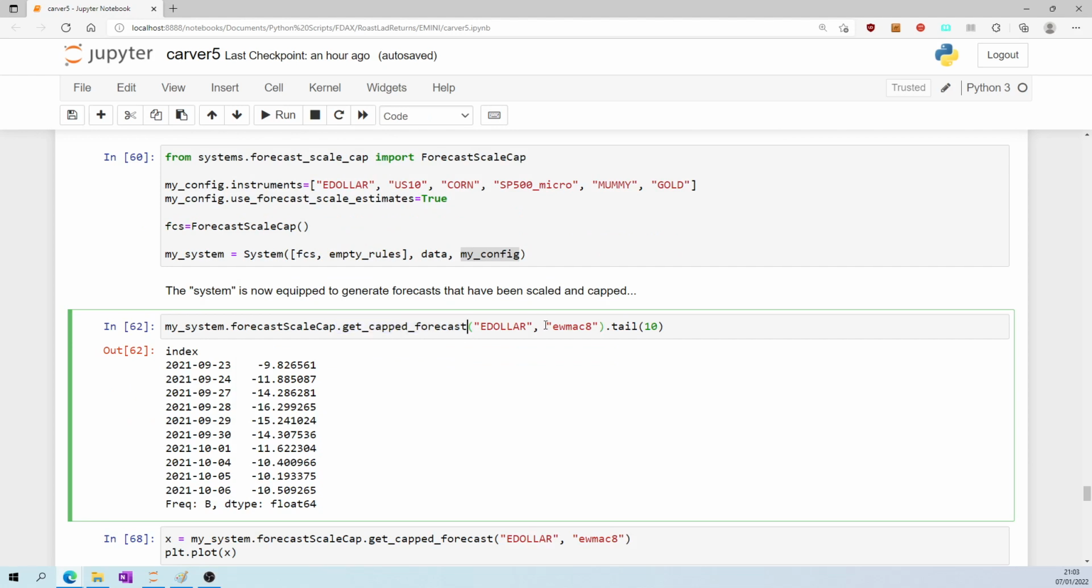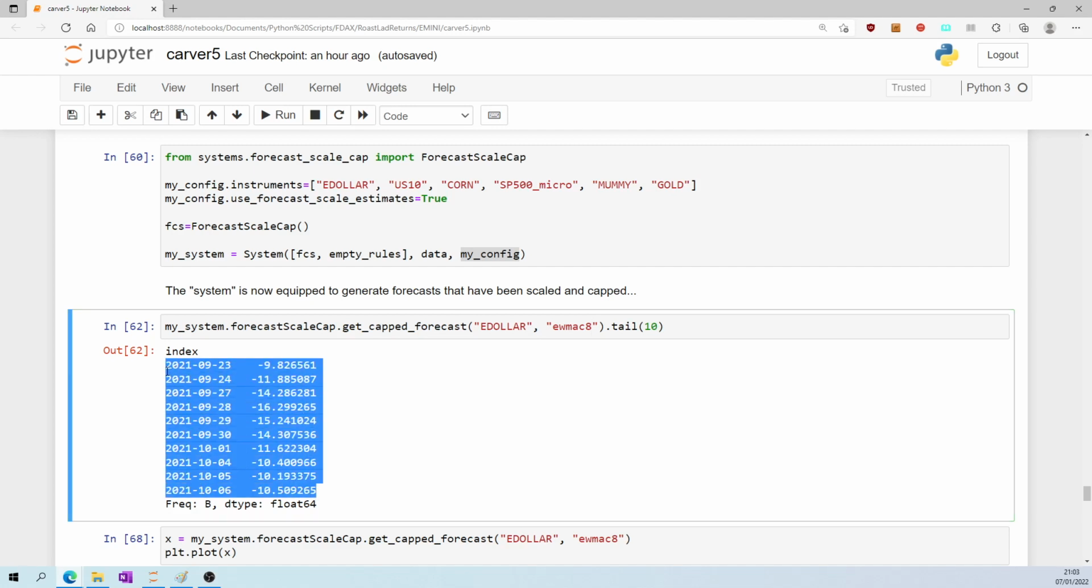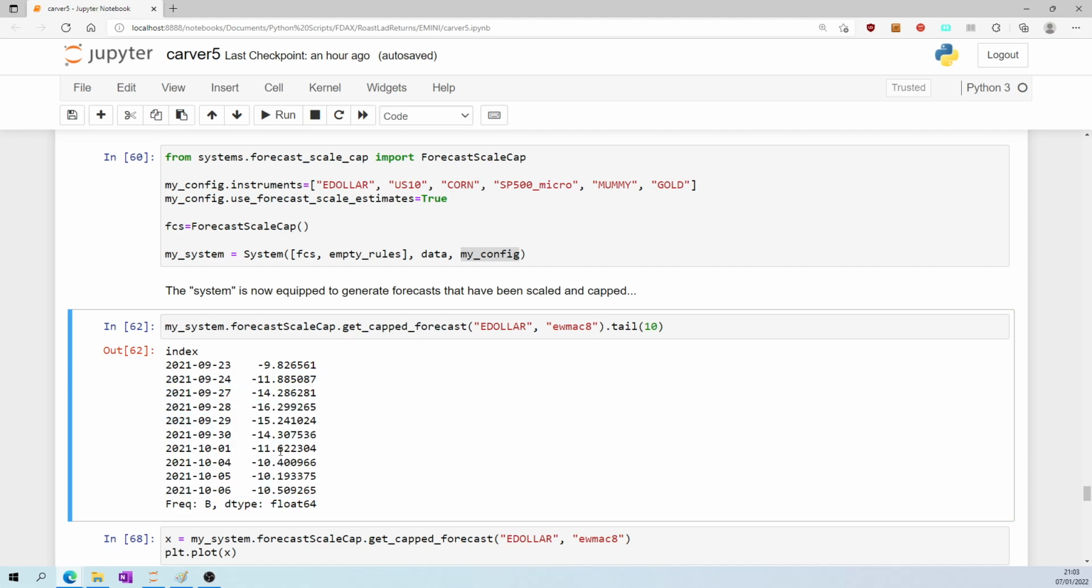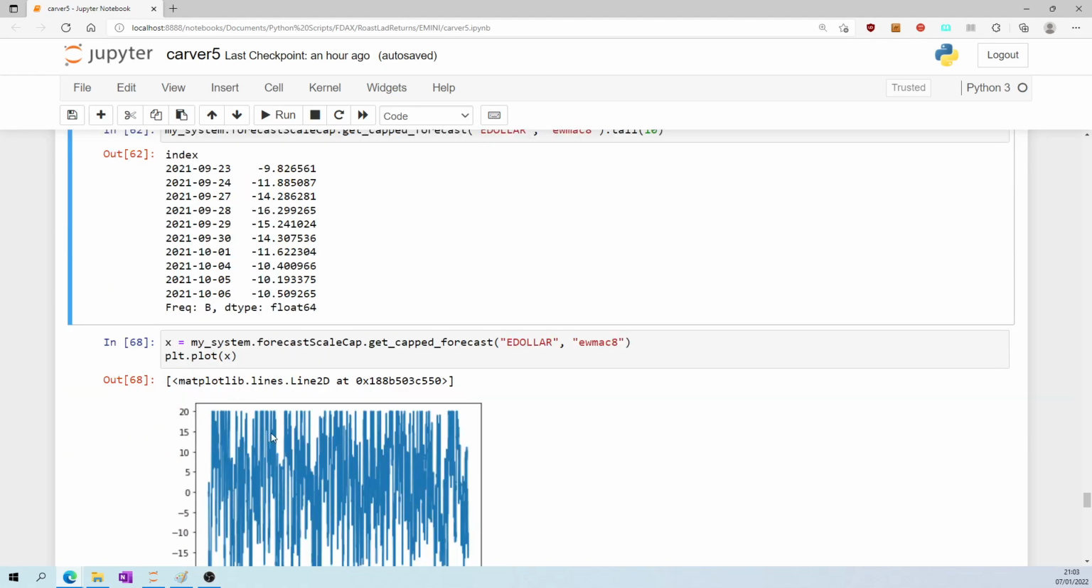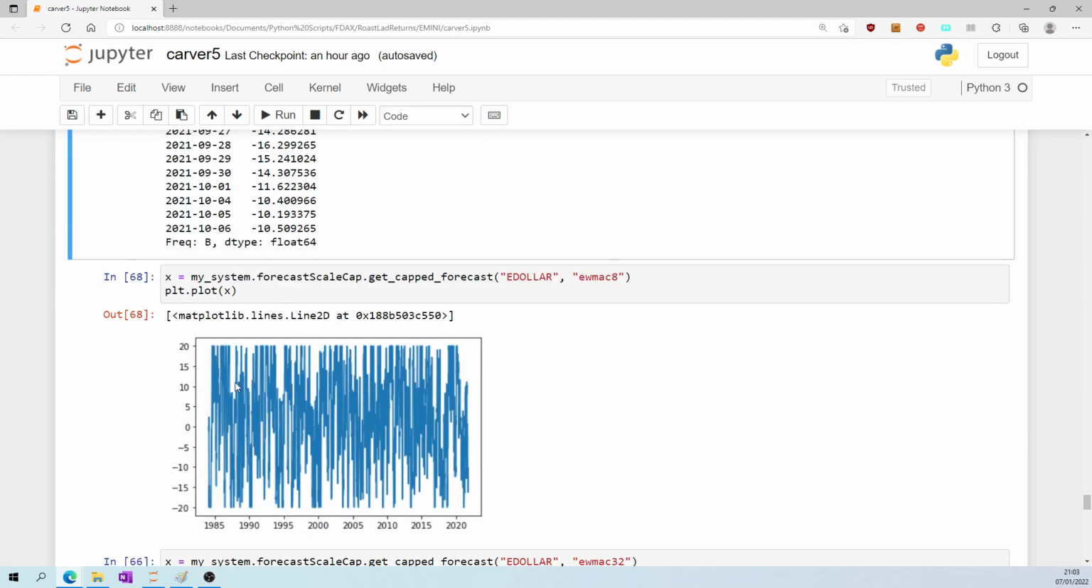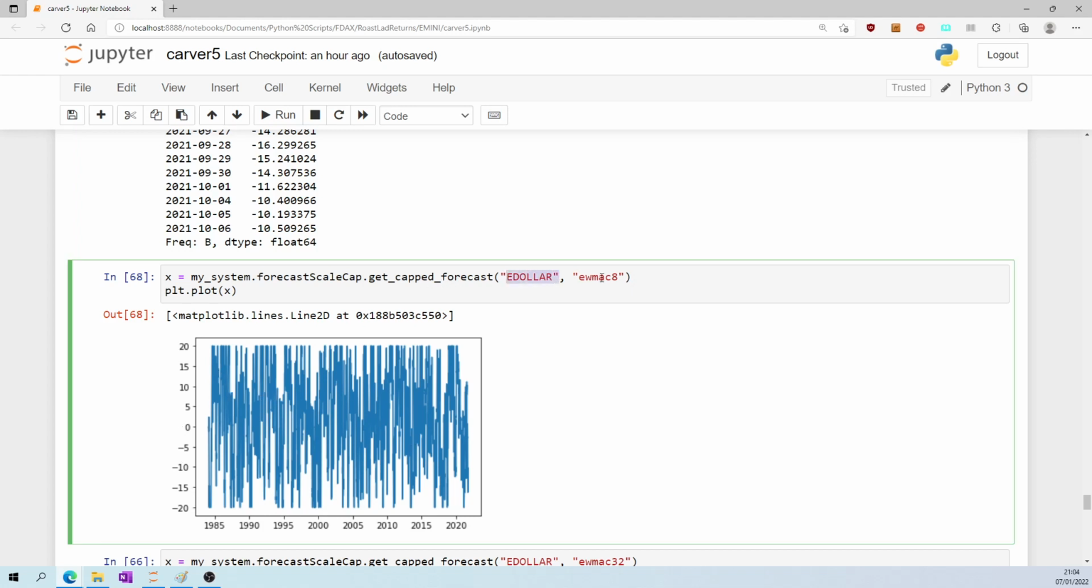mysystem.forecastScaleCap.getCappedForecast for euro dollar EWMAC 8 shows this. For the last 10 rows, the forecast is now ranging between -20 and +20, and we can see that this is actually quite a strong typical sell signal for euro dollar. And let's plot these for good measure. Again, as before, but now the forecast for euro dollar EWMAC 8 is scaled between -20 and +20.